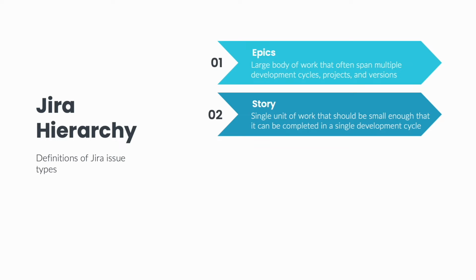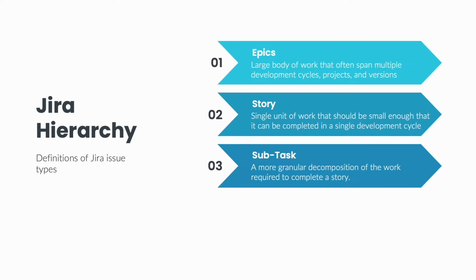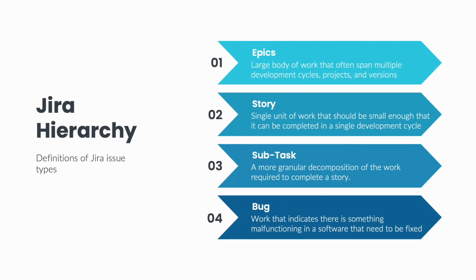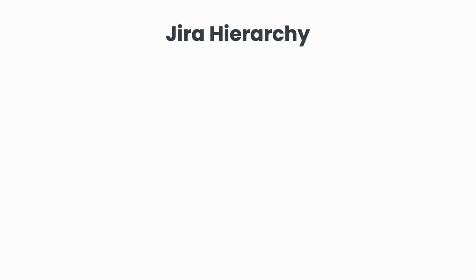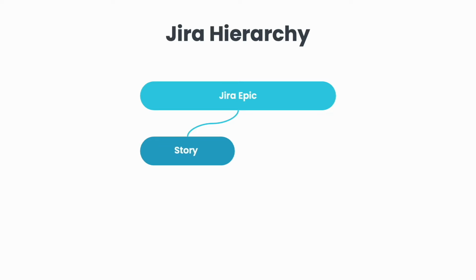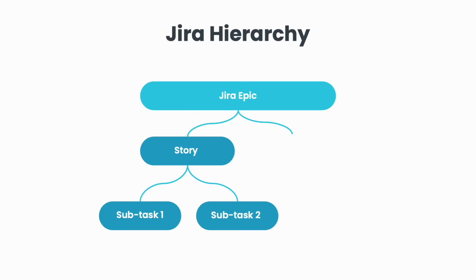Sometimes a story can be broken down into multiple steps of work and can even be worked at the same time by multiple people. In this scenario, some teams break down a user story into subtasks. A subtask is an even more granular decomposition of the work required to complete a story. A bug in Jira terminology is a piece of work that indicates there is something malfunctioning in a software and it needs to be resolved or fixed. To better visualize the relationship of all these issue types in Jira, imagine the overall relationship like this. Epic can contain stories and stories can contain subtasks. Bugs are independent of stories and can be mapped under epics as well.